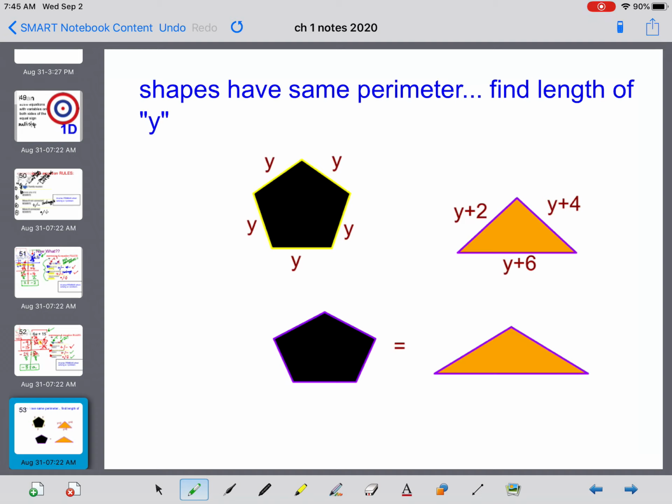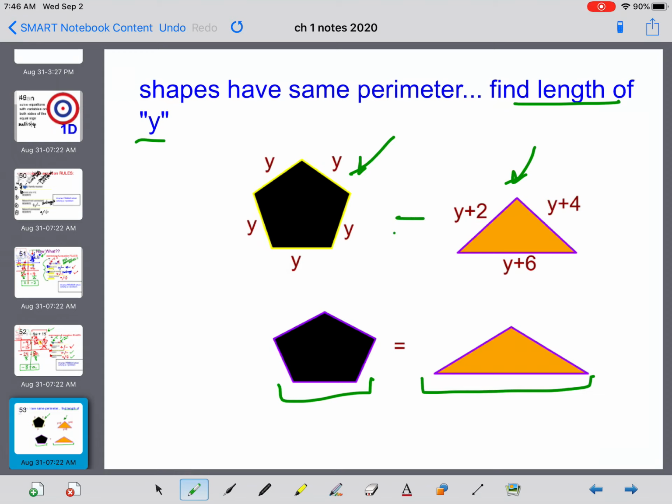Okay, so on your assignment today, there's a problem that looks like this. It says pentagon and triangle are equal to each other. And then it gives you pictures that look like this, okay? And it wants you to find the length of y.